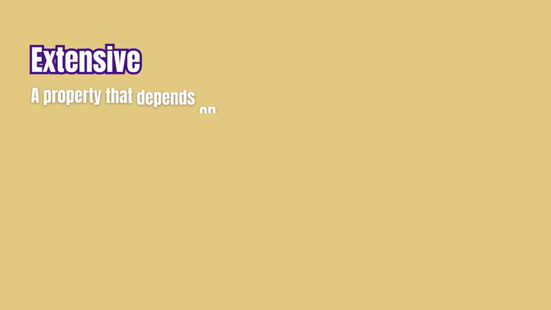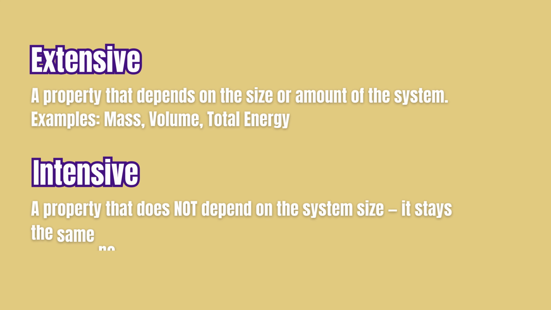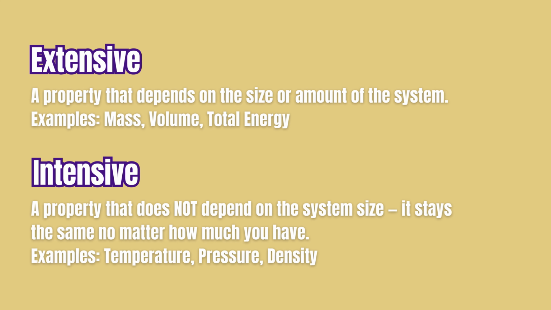An extensive property is a property that depends on the size or amount of the system, such as mass, volume, total energy, while an intensive property is a property that does not depend on the system size. It stays the same no matter how much you have.